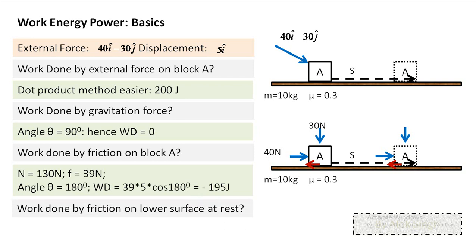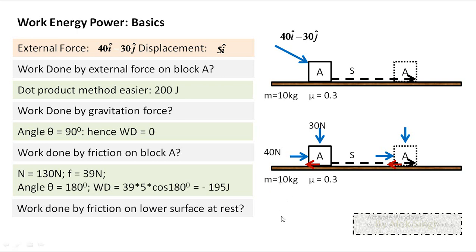What is the work done by friction on the lower surface which is at rest? So all forces act in pairs. If the friction force is acting towards left on block A, on the surface its pair force will act towards right. But work done on the lower surface will be the dot product of force and displacement. Since the lower surface is at rest, it does not undergo displacement. Work done will be 0.